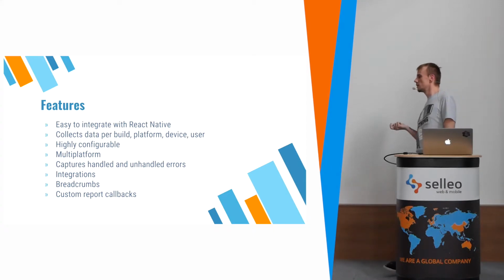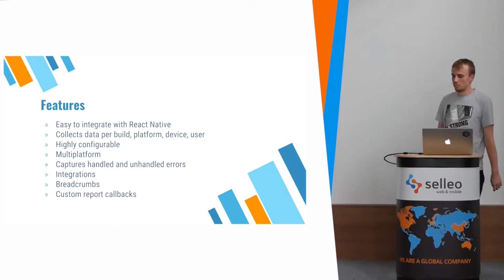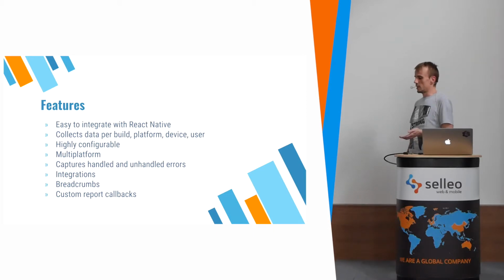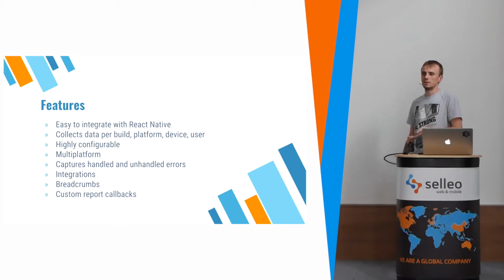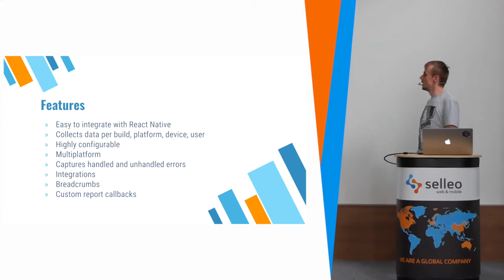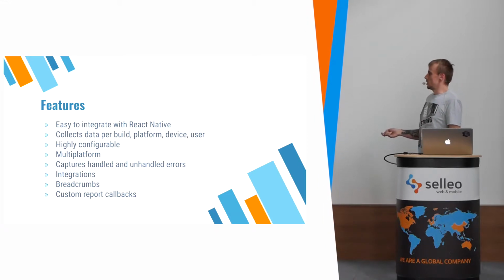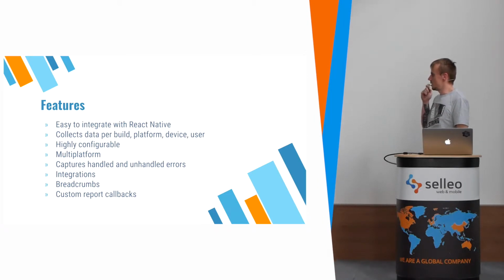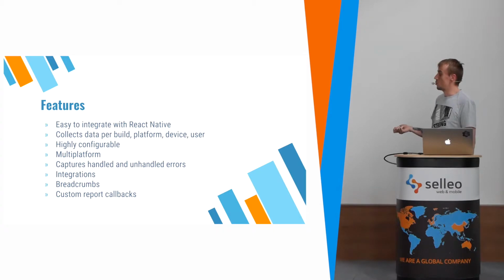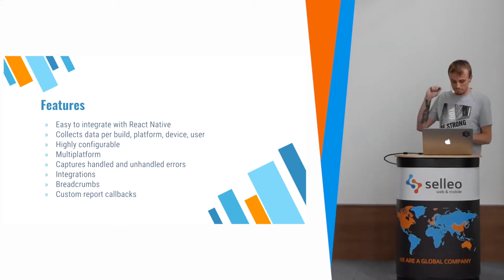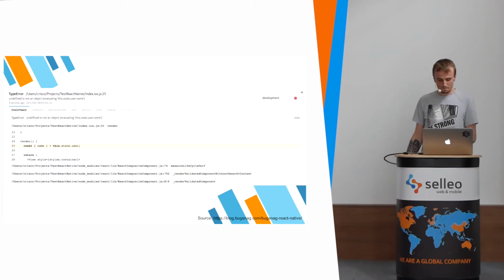Captures handled and unhandled errors. You can, for example, tell Bugsnag, hey, this is an error, please send it to the reporter. It has breadcrumbs, and you can add custom report callbacks. This is the main reason why I use it.